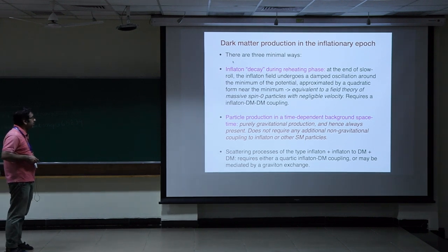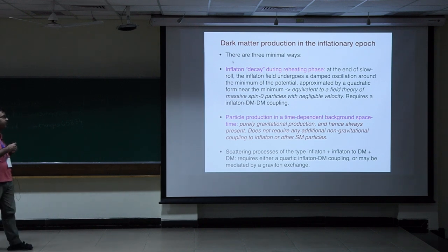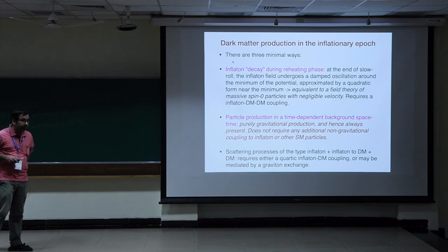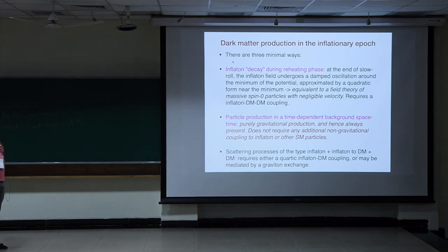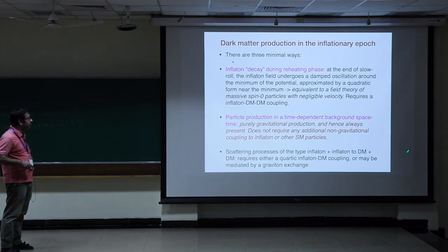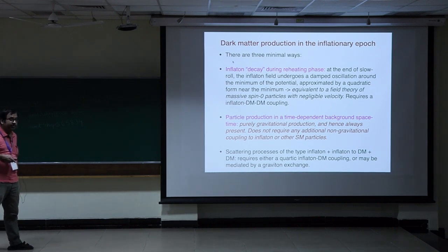The second mechanism is the particle production in a time-dependent background spacetime. Now, the expanding universe is a time-dependent spacetime, and this is a purely gravitational production mechanism, and therefore it is always present. Okay? It does not require any additional non-gravitational coupling to the inflaton or to the standard model particles. So this is an irreducible contribution to the density of any particle. The last one is scattering of a couple of inflaton to dark matter pairs. This might require either a quartic inflaton dark matter coupling or maybe mediated by graviton exchange.